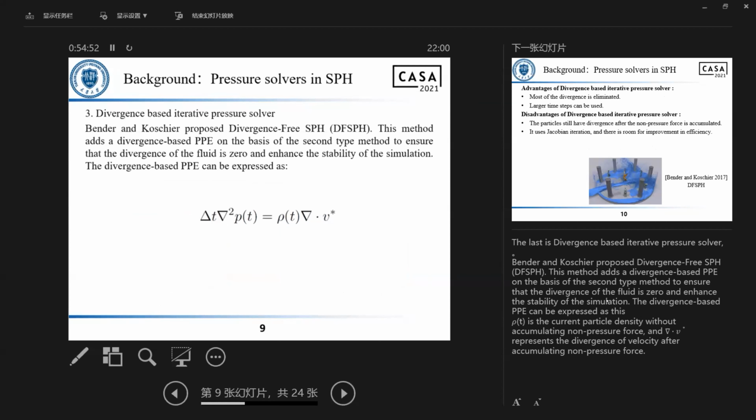The last is divergence-based iterative pressure solver. Bender and Koschier proposed DFSPH. This method adds a divergence-based PPE on the basis of the second type method to ensure that the divergence of the fluid is zero, and enhance the stability of the simulation. The divergence-based PPE can be expressed as this. rho t is the current particle density without accumulating non-pressure force, and the divergence v star represents the divergence of velocity after accumulating non-pressure force.